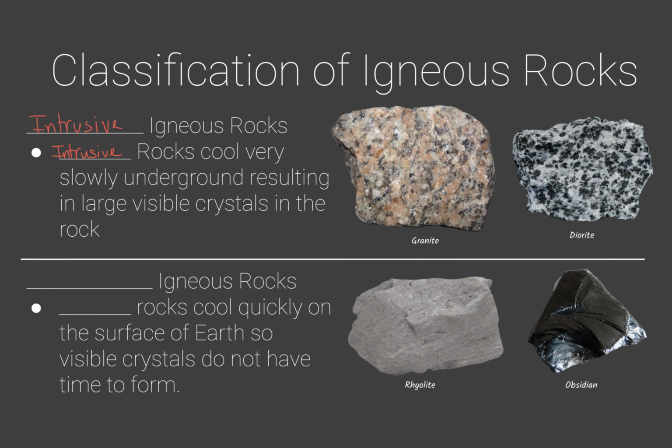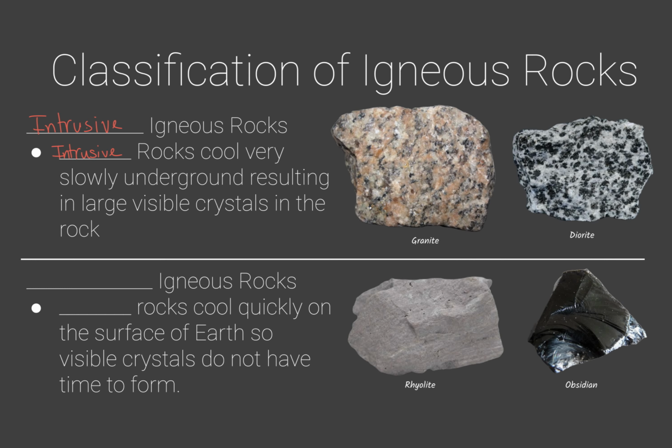Two examples of intrusive rocks are to the right. There's granite, and you can see there's light and dark colored crystals, but mostly light here. And then there's diorite, which has a more even mix of light crystals and dark crystals, but the crystals are big enough to be seen with the naked eye.